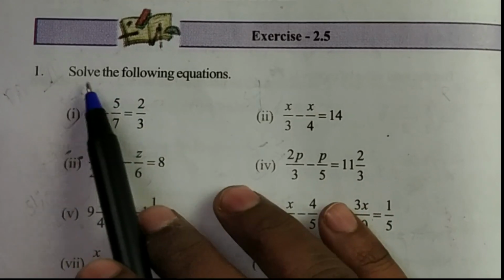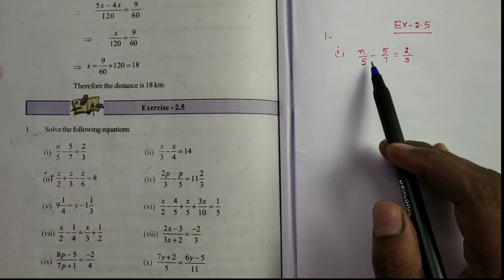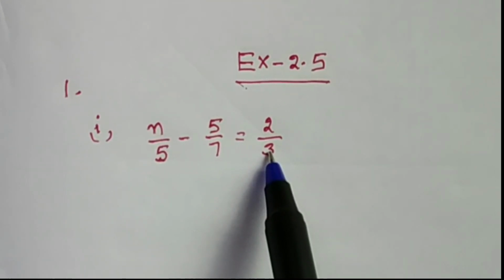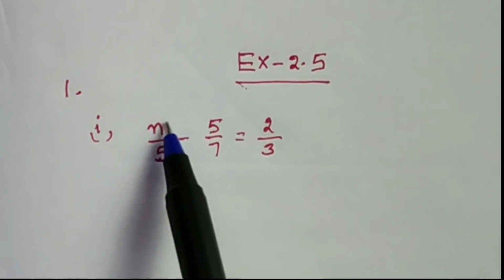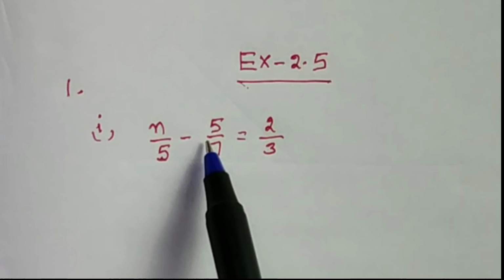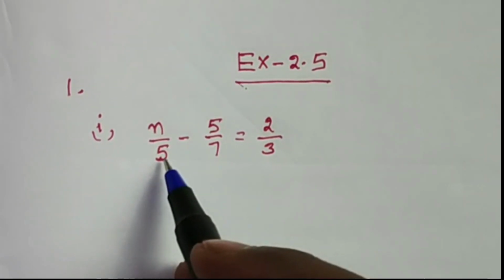The first question is solve the following equations. So here the first equation is n by 5 minus 5 by 7 is equal to 2 by 3. Solve means we have to find the variable here, n. Now we have to find the value of n. See how it is.